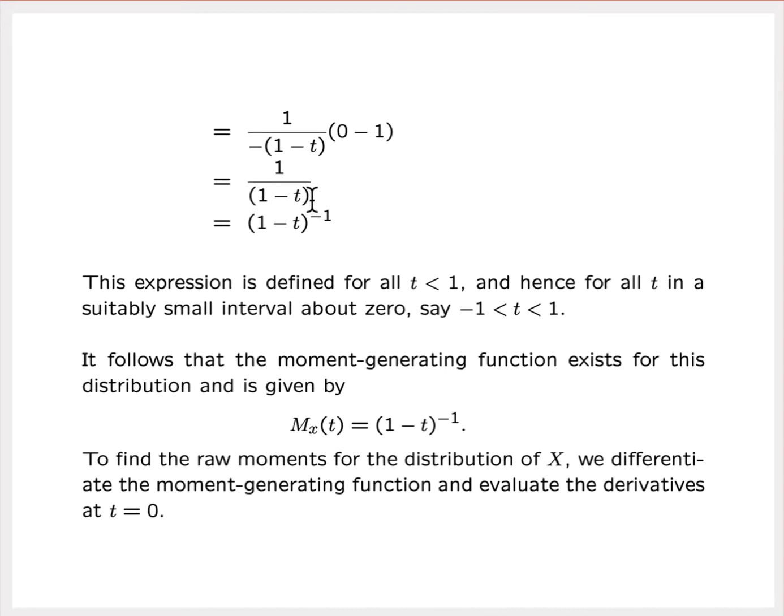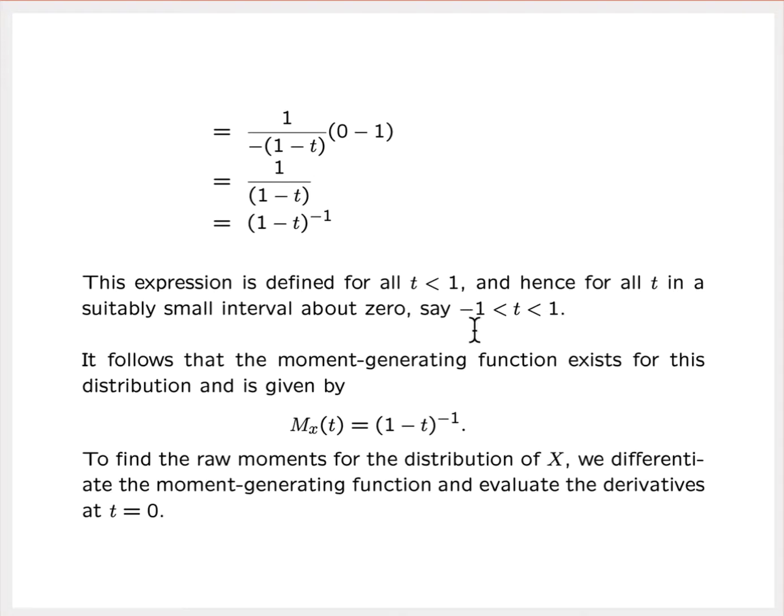But it is defined for any value of t that is less than 1. Okay, so this expression is defined for all t strictly less than, I'm sorry, I said 0, strictly less than 1. And so this expression is defined for all t strictly less than 1, and therefore it exists for all t in a suitably small interval about 0. For example, t being greater than negative 1 and strictly less than positive 1.